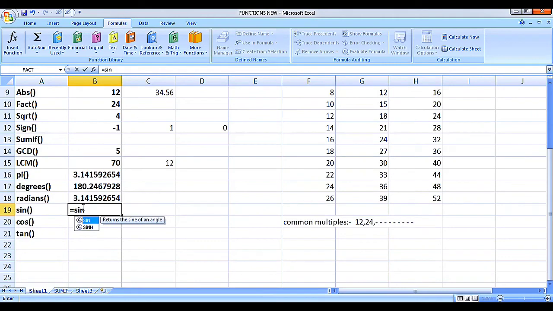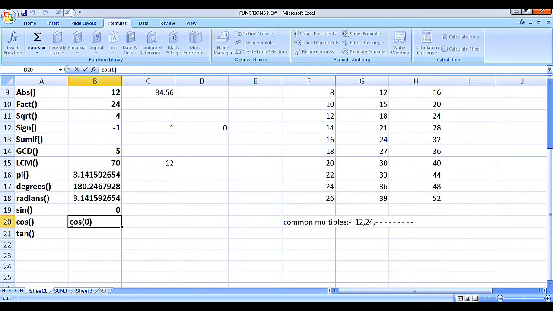Next, sine, cos, tan. These are basic trigonometric ratios. Sine function returns the sine of an angle. Again, angle should be in radians. We know sine 0 is 0. So the answer is 0. Again, cos function, it returns cosine of an angle. Cos 0 is 1.